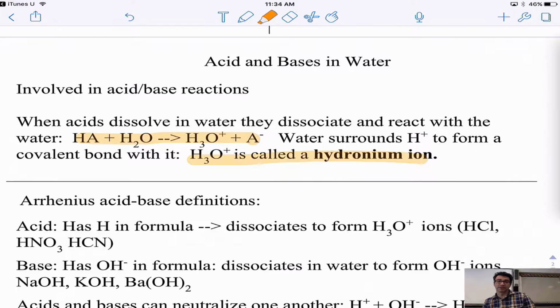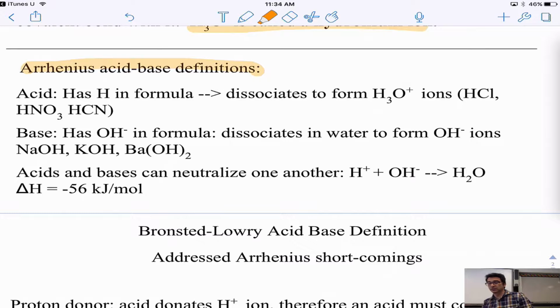Now, there are different definitions for acids and bases. When we reviewed in class, a lot of you were mentioning these. And so here they are again. The first and simplest definition, the Arrhenius definition. This shows an acid as having an H in its formula, and it dissociates to form either H+ or H3O+.